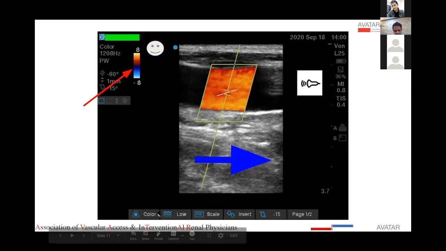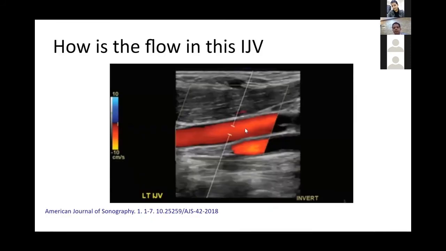As you can see, there are a few settings at the bottom, and one of the important settings is invert. So if you press this invert, the color map inverts. The blue will become towards and the red will become away from the probe. So this is one more last Doppler image which we can practice.